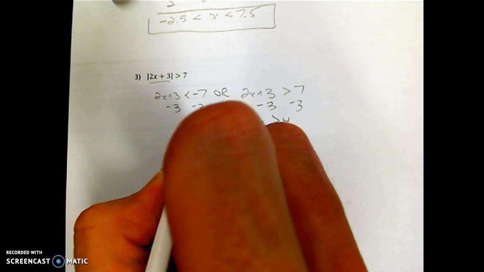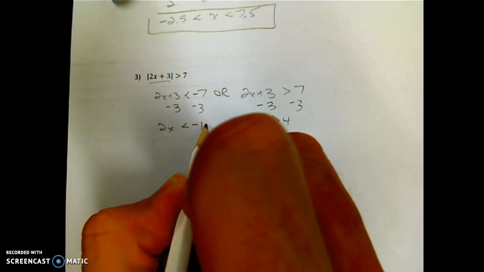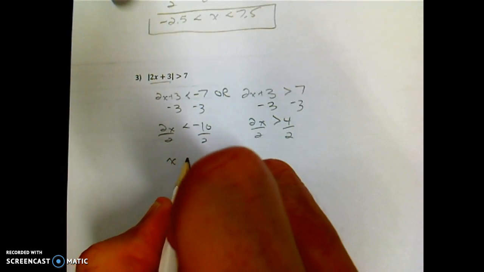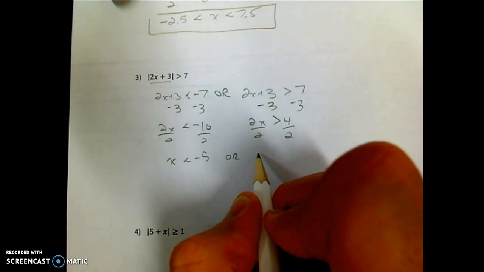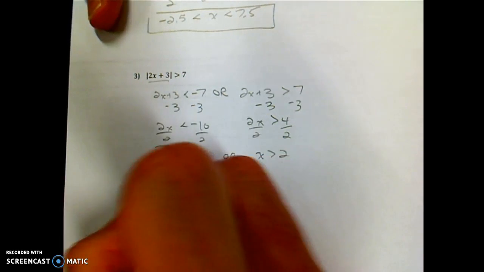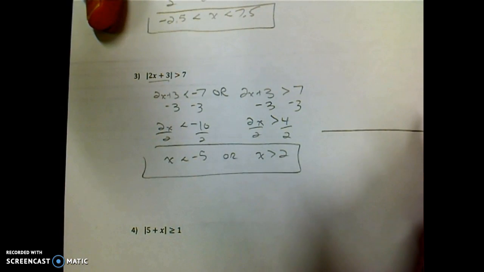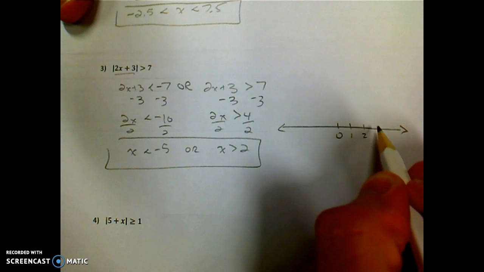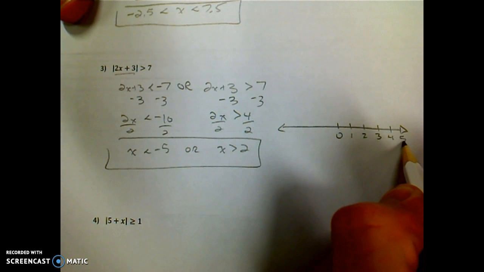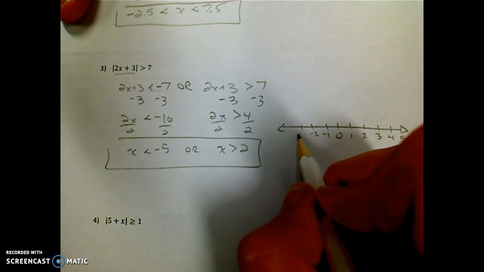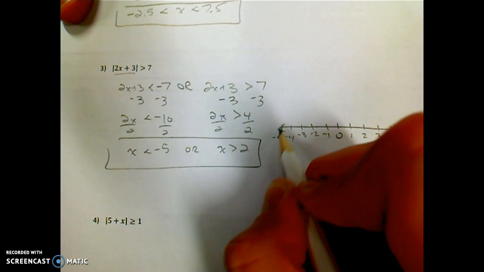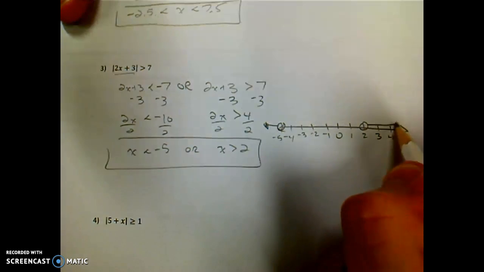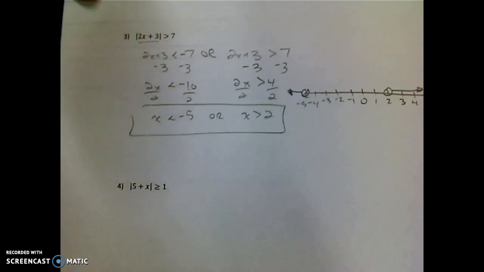So we subtract 3 here and here. Divide through by 2. x is less than negative 5, or x is greater than 2. So on a number line again, a circle on negative 5 and an arrow left, a circle on positive 2 and an arrow right.